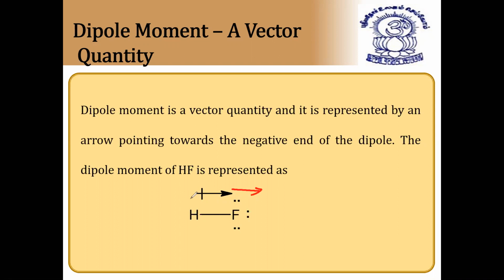Suppose the arrow mark were facing towards hydrogen, we could say electrons are flowing from fluorine to hydrogen, but that is not possible because fluorine is more electronegative and hydrogen is less electronegative. So dipole moment is very important. Dipole moment is a vector quantity and it is represented by an arrow pointing towards the negative end of the dipole. The dipole moment of HF is represented like this.